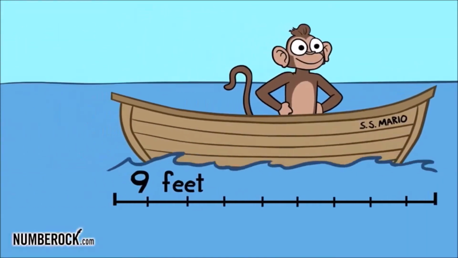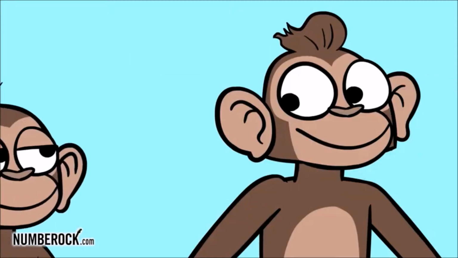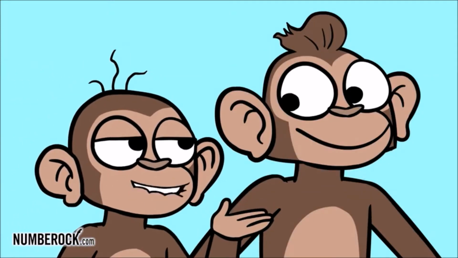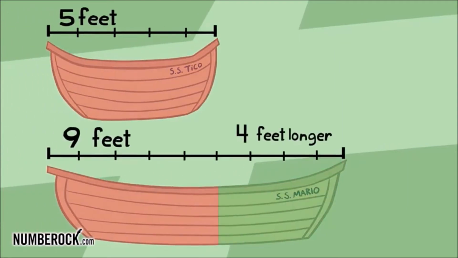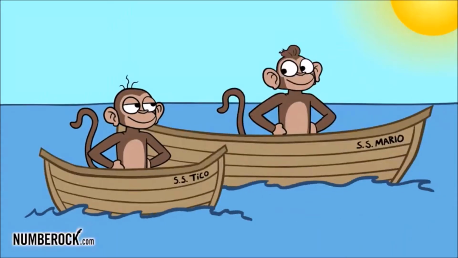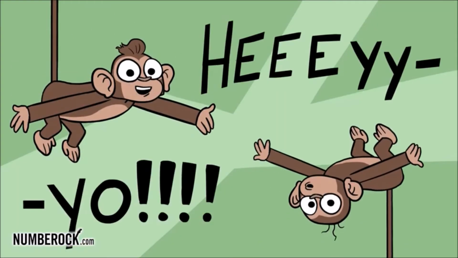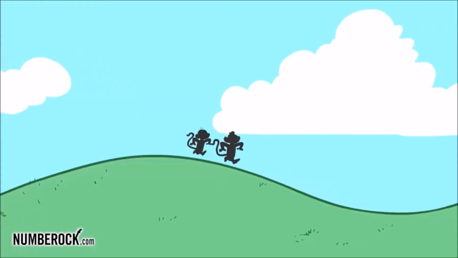Mario's boat is 9 feet long, Tico's boat is 5 feet long. So Tico said to Mario, I have got a shorter boat, 'cause mine's 5 feet and yours is 9, which is 4 feet longer than mine. We go hey yo, who has got the shorter boat? We go hey yo, Tico's got the shorter boat.